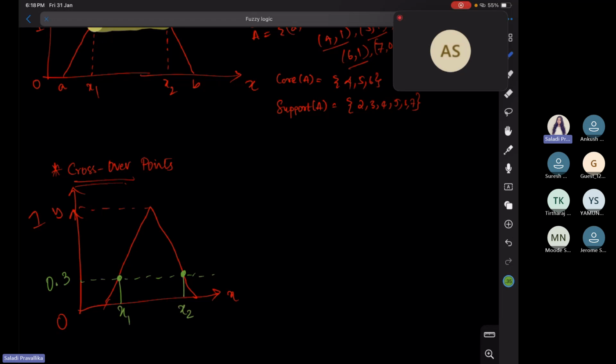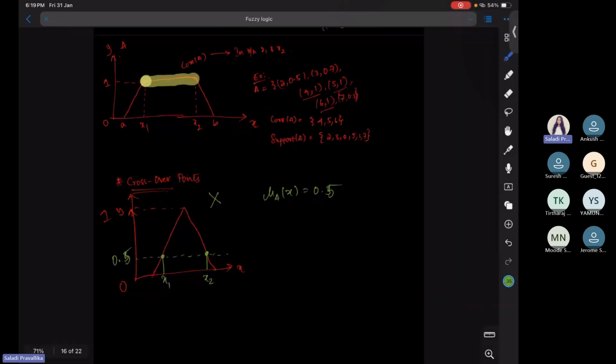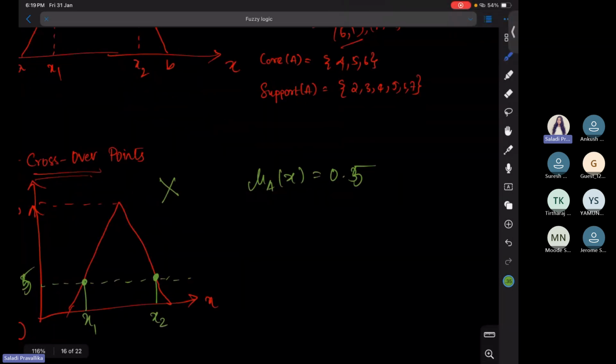Then we call x1 and x2 the crossovers of A. The crossover point is the point x in the universe of discourse, that is capital X, at which the membership function mu A of x is equal to 0.3 in our example. But usually for crossover we take 0.5. So let us say this is 0.5. When the membership function is equal to 0.5, then we say the crossover is at x1 and x2.